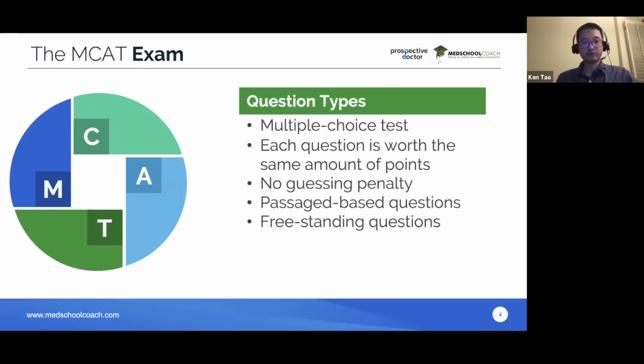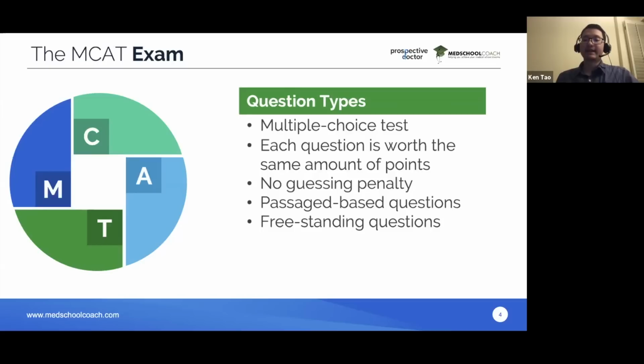Some other things I also want to mention: every question on the MCAT is worth the same amount of points, so it does not benefit you to spend more time on the harder questions and not get to the easy questions, right? If anything, your goal should be to complete all the easy questions and save the harder questions for later. There's also no guessing penalty, so that means when you're taking the MCAT, you should never leave any question blank.